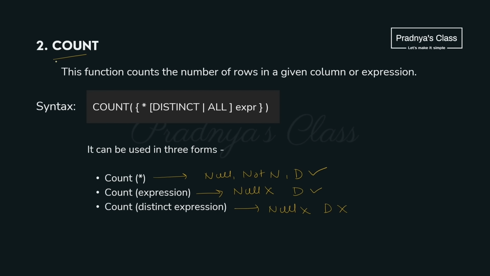In the same way, one more aggregate function is count. This is very important. It will count the number of rows in a given column. The count function can be used in three different ways: count star, count expression and count distinct expression. Count star means we have to consider everything: null values, not null values, even duplicate values. If we write count and then a column name or expression, it will not consider null but it will consider duplicates. And if you use distinct with the expression, it means it will remove the duplicates also.